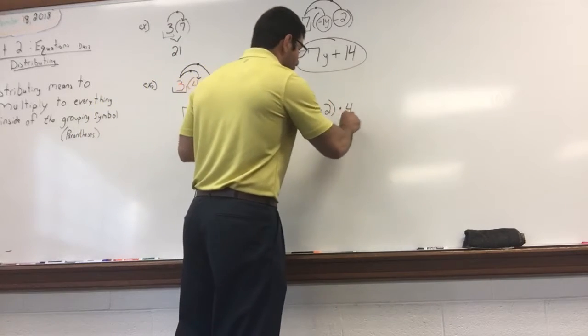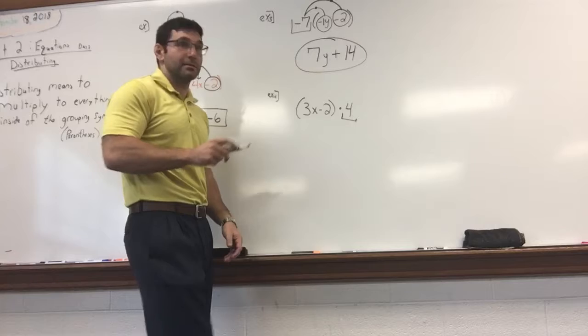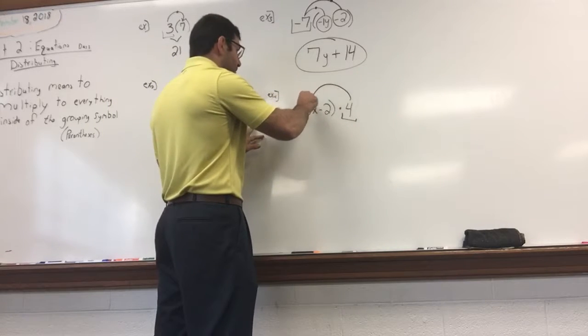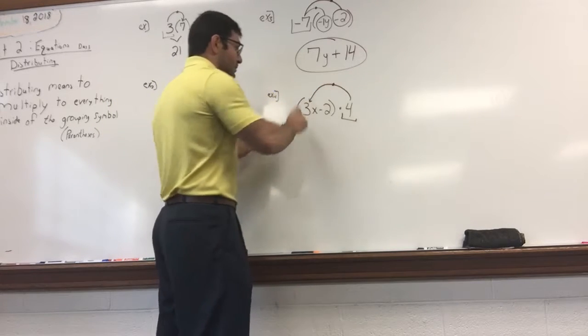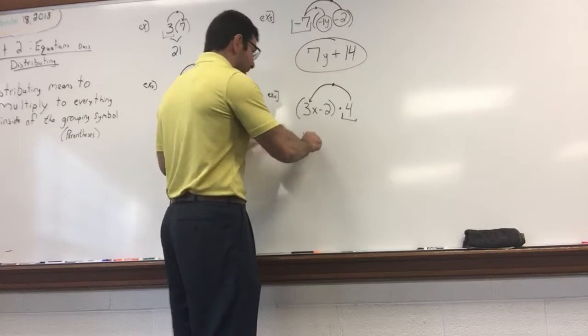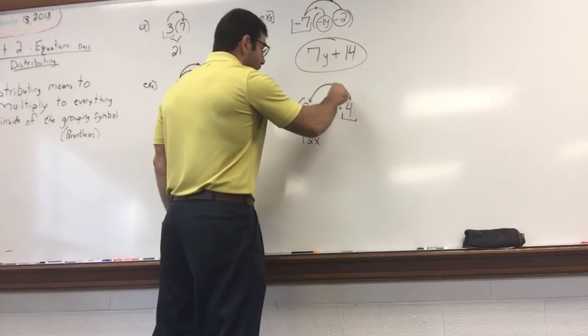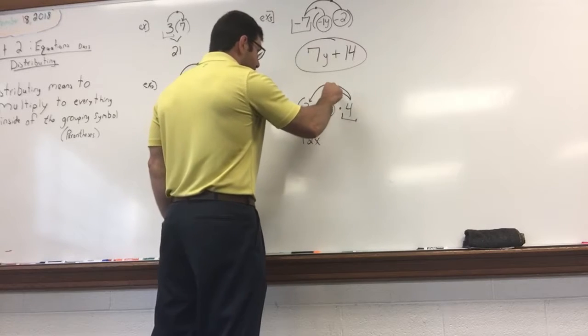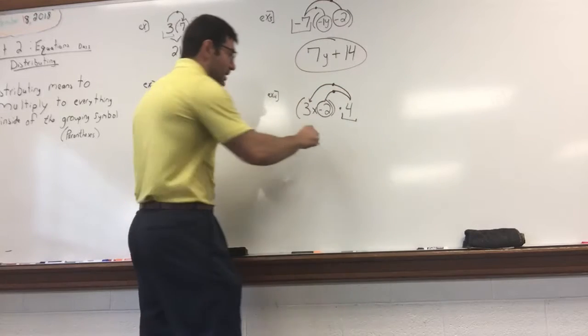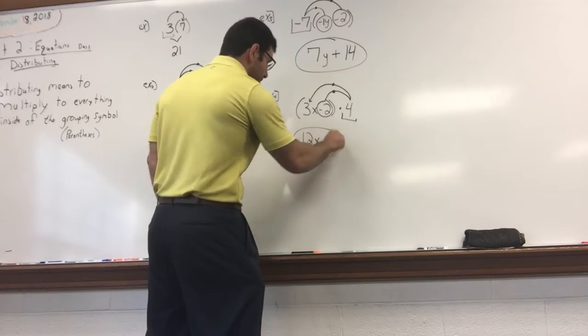So I'm going to take the 4 and I'm going to multiply it. 4 times 3x. So it's exactly the same thing. So it's 12x. 4 times negative 2 is negative 8.